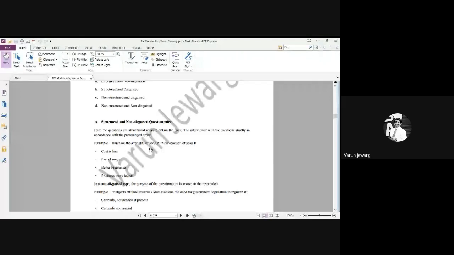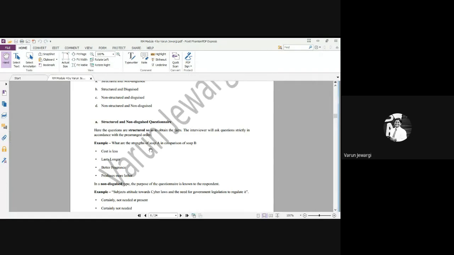I'm asking people, how is Rin better than Wheel? Why is Rin better than Wheel? Or else, what are the strengths of Rin when compared to Wheel? So the options are: the cost is less, it lasts longer, better fragrance, produces more lather. So this is something we call very well structured questions.